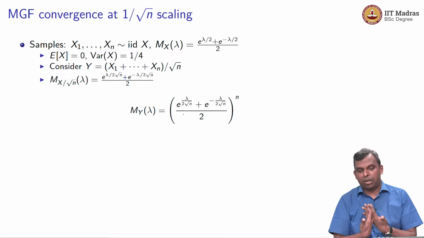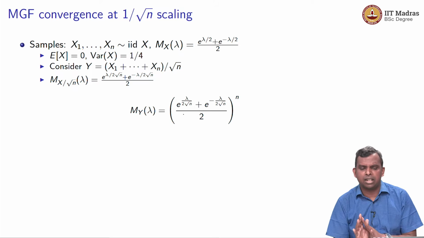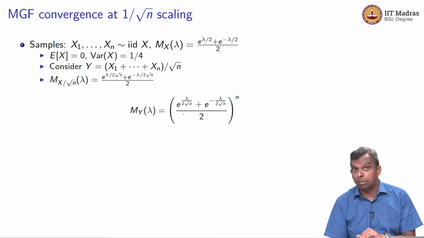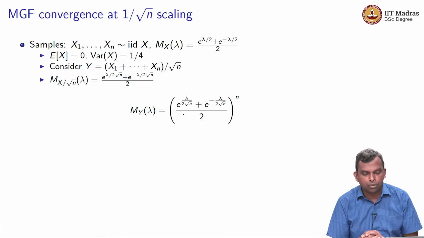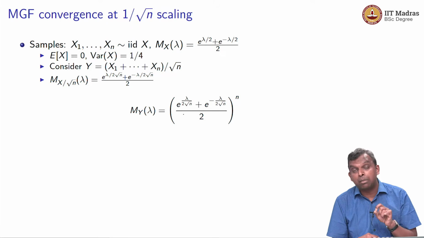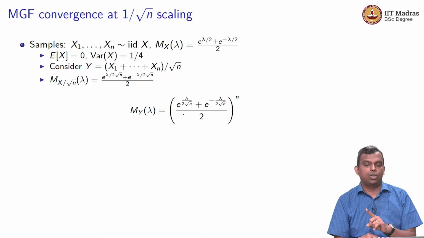So the setting is same as before. I have IID samples according to centralized Bernoulli. Expected value of x is 0, variance of x is 1 by 4. Note that down. The variance will not change when you translate, right? It's just 1 by 4. Now, previously I considered x1 plus xn divided by n. That was the sample mean. Now, I'm going to consider this other scaling, which is division by root n instead of n.